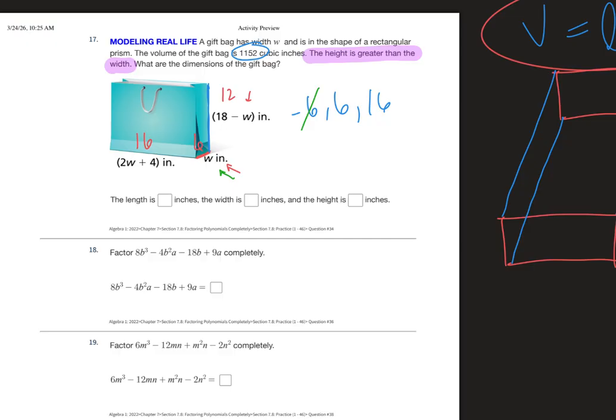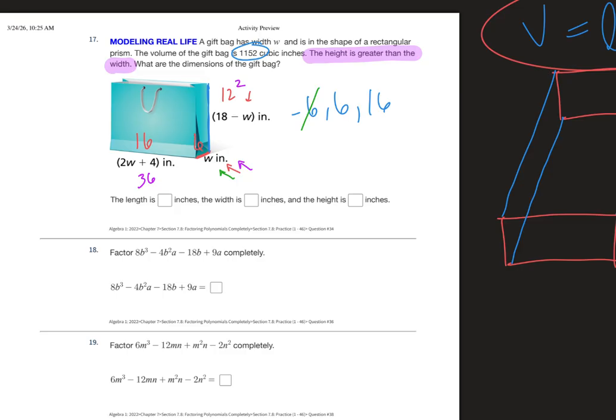Let's check it out with 16. Can I have 16 here? Yes. Can I have 16 here? I mean, apparently. 16 times 2 is 32. 32 plus 4 is 36. And then this would be 2.